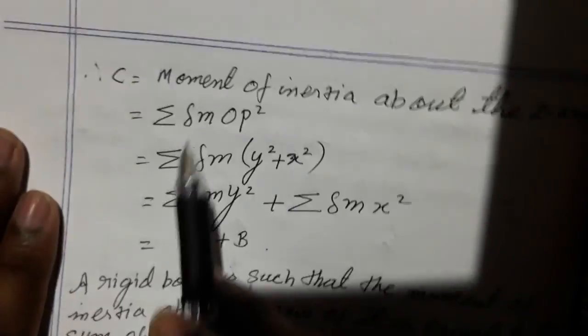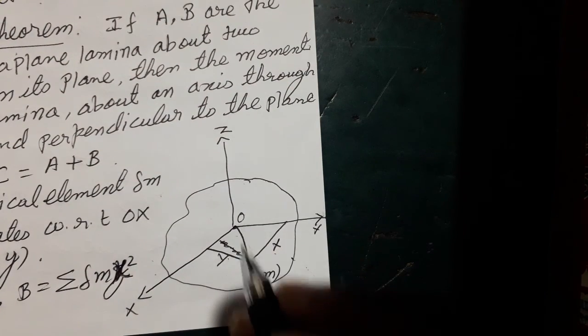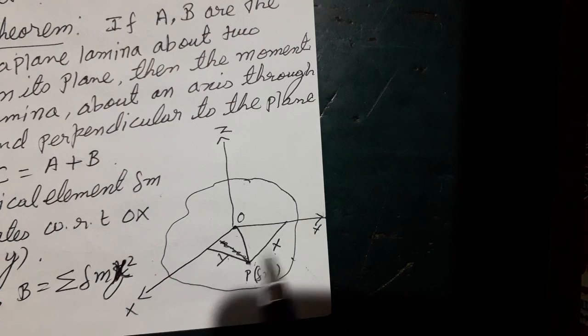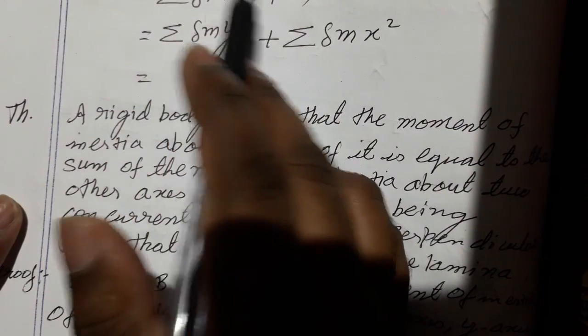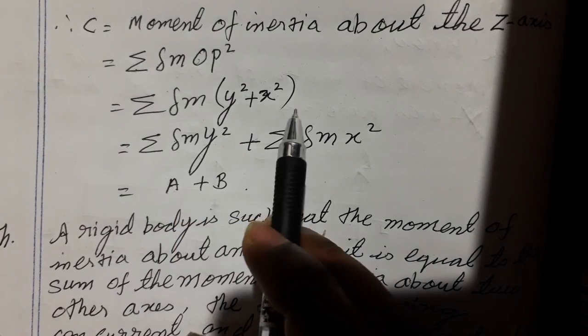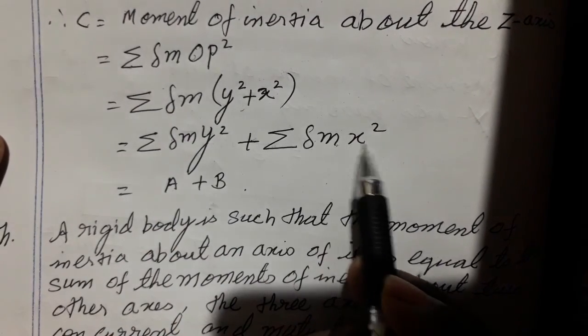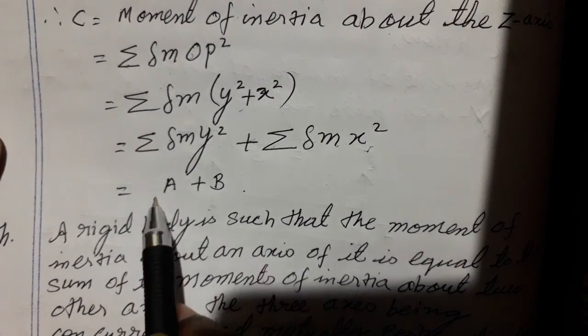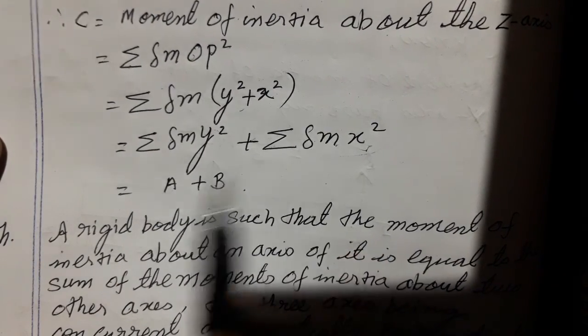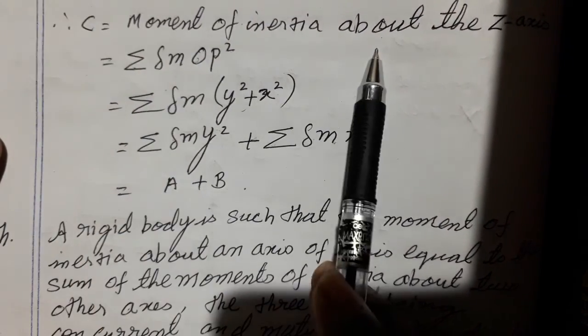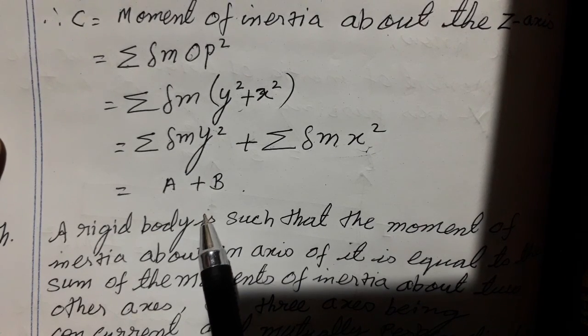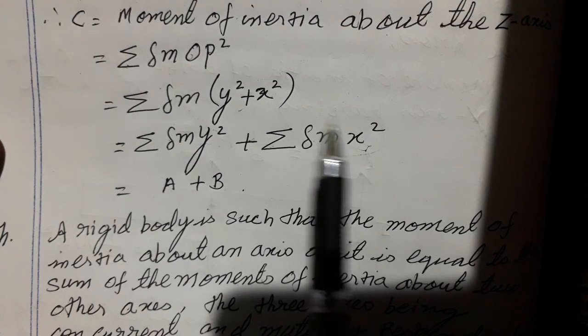Now we'll find the moment of inertia about the z-axis. That is summation delta m OP square, so we are trying to find this perpendicular distance OP square, where this is my O. OP is the square root of x square plus y square, so OP square will be x square plus y square. If I separate this, we get summation delta m y square plus summation delta m x square. This is the moment of inertia about the x-axis, and this is the moment of inertia about the y-axis. So we get A plus B. That shows that the moment of inertia about the z-axis is equal to the moment of inertia about the x-axis plus the moment of inertia about the y-axis. That is the perpendicular axis theorem.